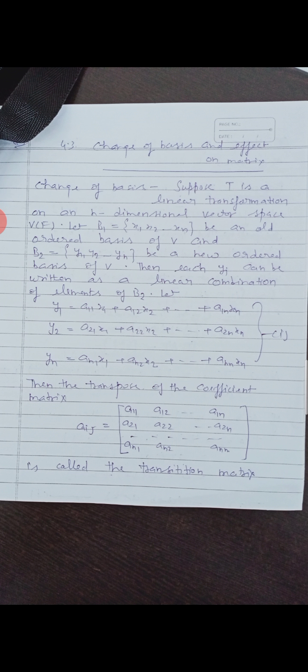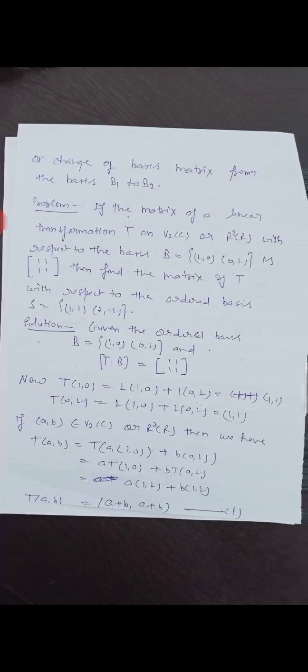This is equation first. Then the transpose of the matrix aij, that is the matrix with rows a11 a12 ... a1n, a21 a22 ... a2n, up to an1 an2 ... ann, is called the transition matrix or change of basis matrix from the basis B1 to B2. Now we see a problem.